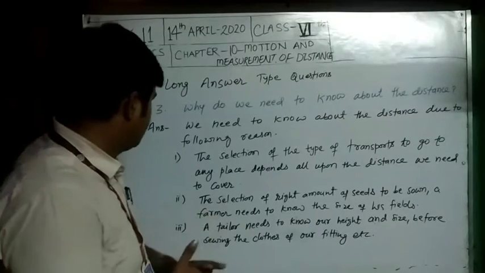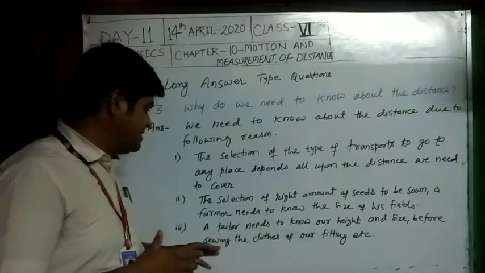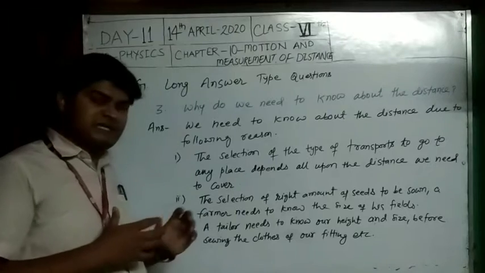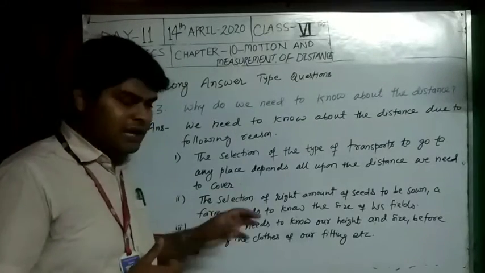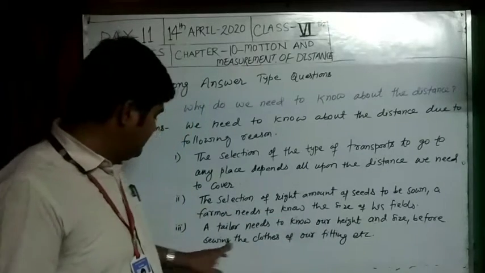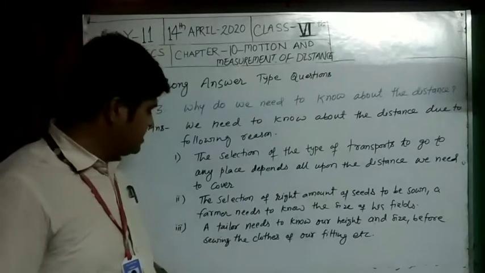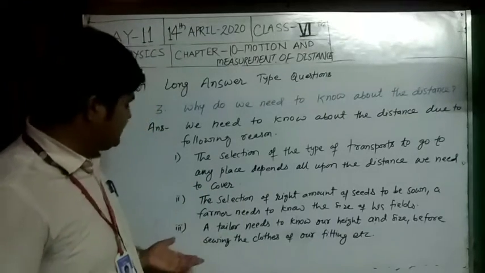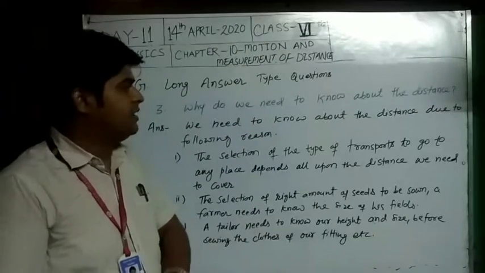Reason 2, the selection of the right amount of seeds to be sown, when a farmer needs to know the size of his field. That means before sowing the seeds, the farmer wants to know the right measurement of his field, because the right amount of seeds can be purchased from the market when he knows it. Third point, a tailor needs to know our height and size before sewing clothes for our fitting. When we go to a tailor to sew our shirt, the tailor first of all takes our measurement. More examples may be possible, but here 3 examples are sufficient.